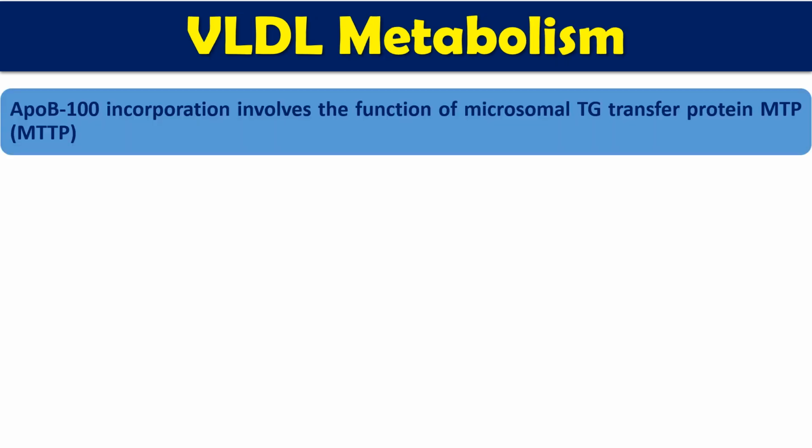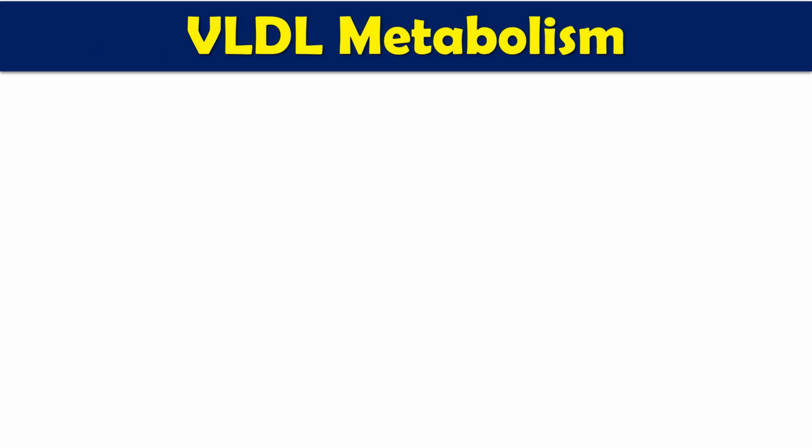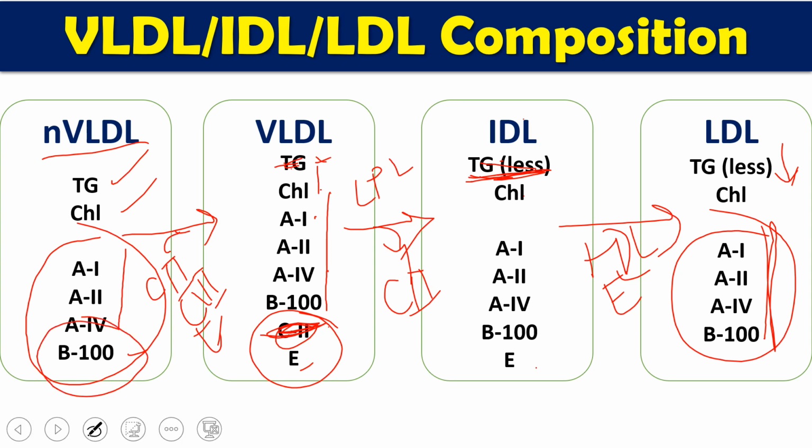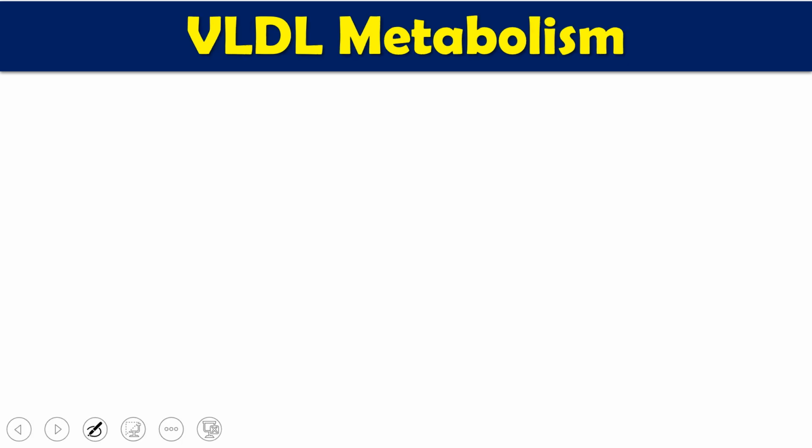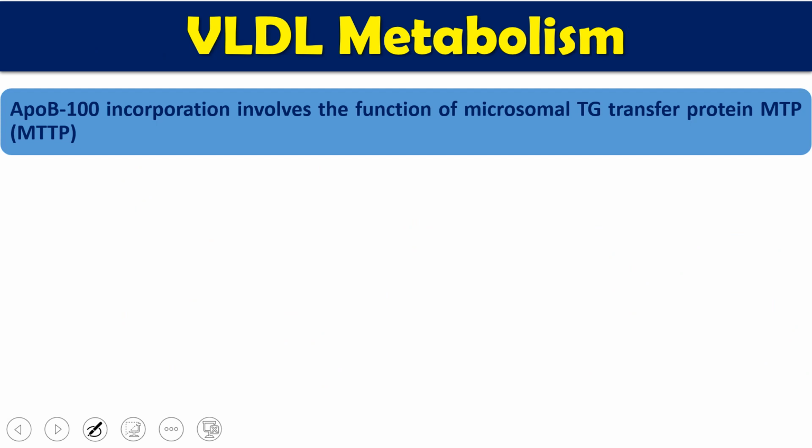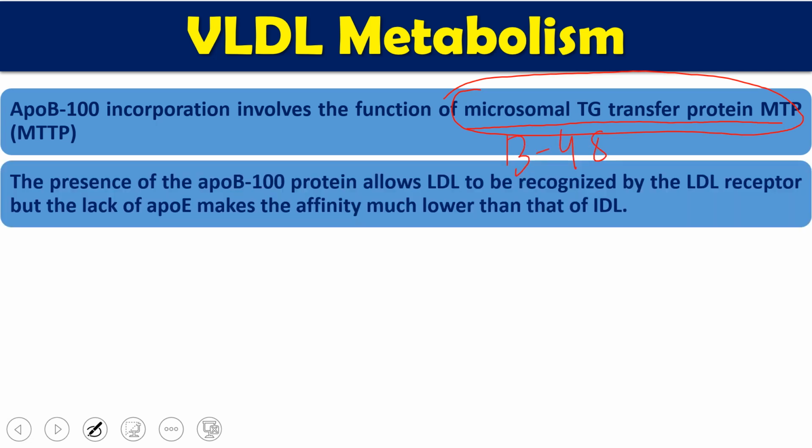So there are a few points you need to remember about ApoB100 incorporation at this level. This B100 incorporation into the nascent VLDL requires a protein. That protein is MTTP. MTTP means microsomal triglyceride transfer protein, MTP. The same protein was required in the case of chylomicron also for the incorporation of B48.